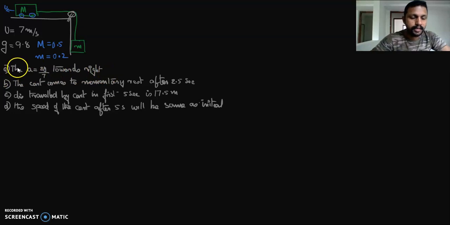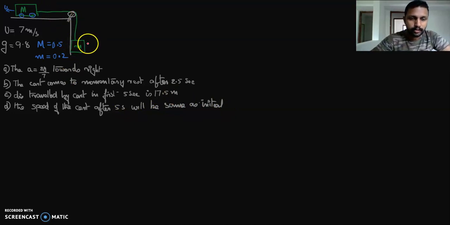These are the options. Let me read out the options. Option A: the acceleration is 2g by 7 towards right. Option B: the cart comes momentarily to rest after 2.5 seconds. Option C: the distance traveled by the cart in first 5 seconds is 17.5 meter. And option D: the speed of cart after 5 seconds will be same as initial.